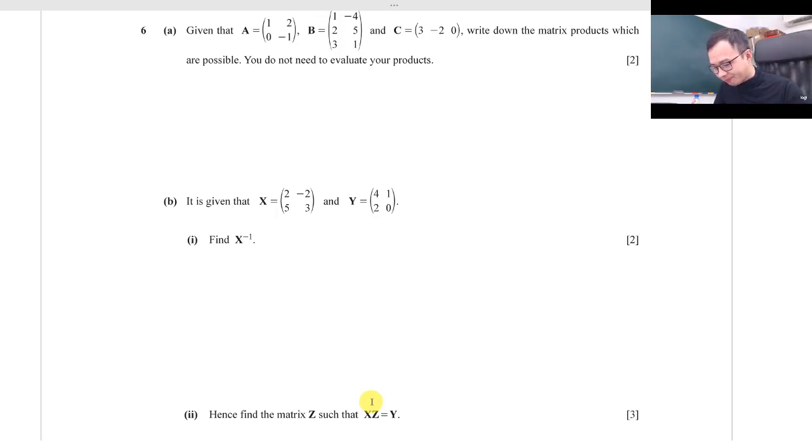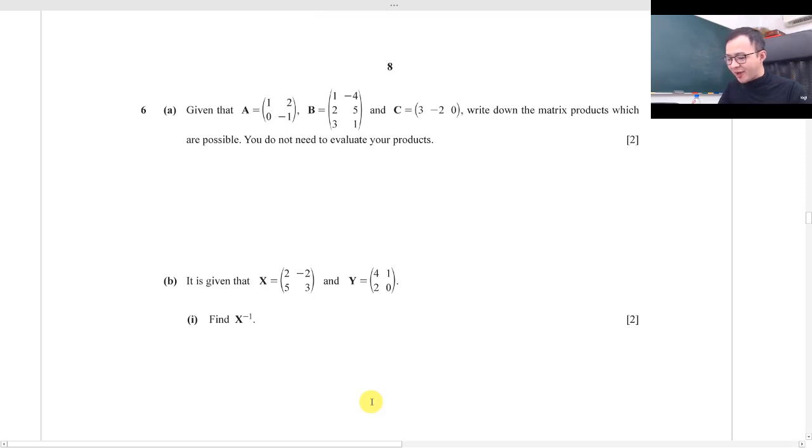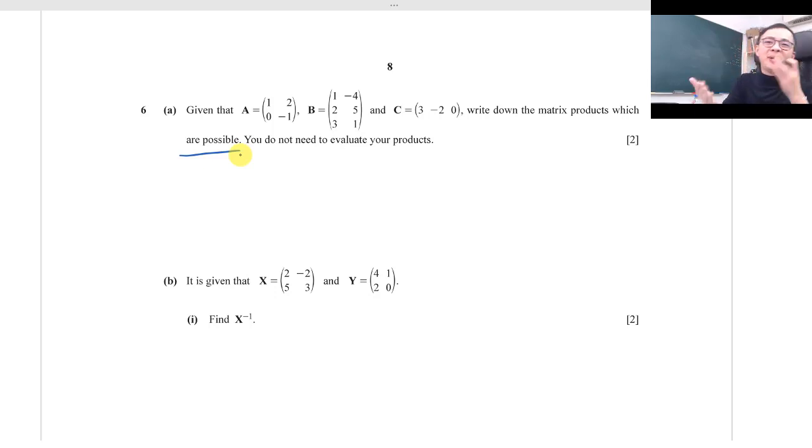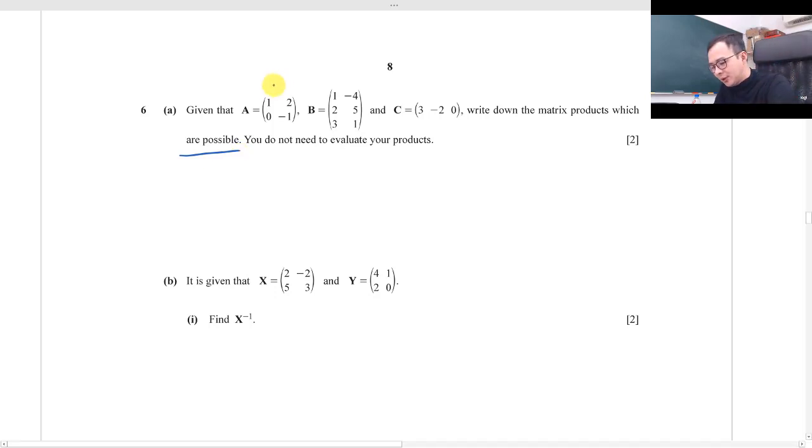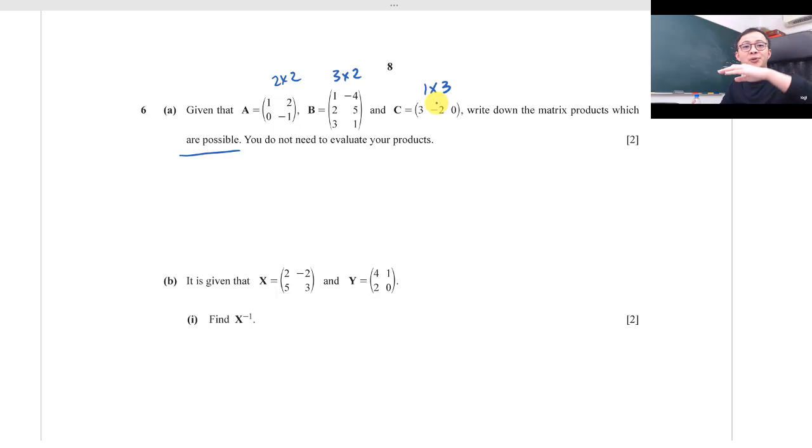Alright, so yep, matrix. So you have an A, B, and C here. Write down the matrix products which are possible. You do not need to evaluate your product. So that means you just need to know like AB, BC, AC, and all that, but you don't need to actually multiply them. So this is 2 times 2. This is 3 times 2. This is 1 times 3. If you do not know about matrix order, we read row first, then column. Like 2 times 2 means 2 rows and 2 columns. Like 3 times 2 means 3 rows and 2 columns.